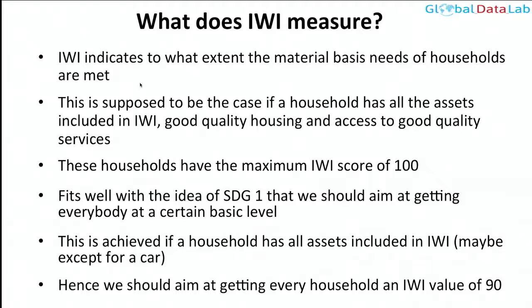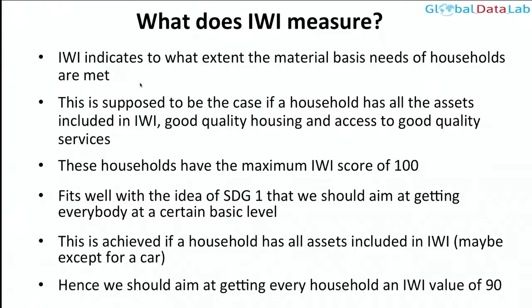And what does this scale measure? It measures to what extent the basic material needs of households are met. And this is supposed to be the case if a household has all the assets included in the wealth index. It has good quality housing and has access to good quality services. And then you get the maximum score.